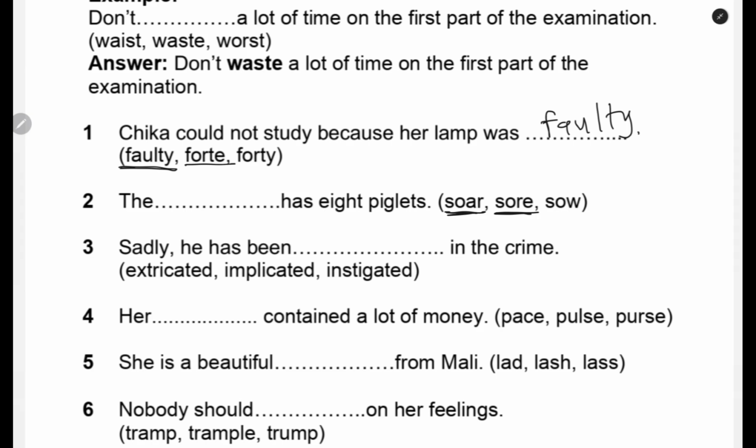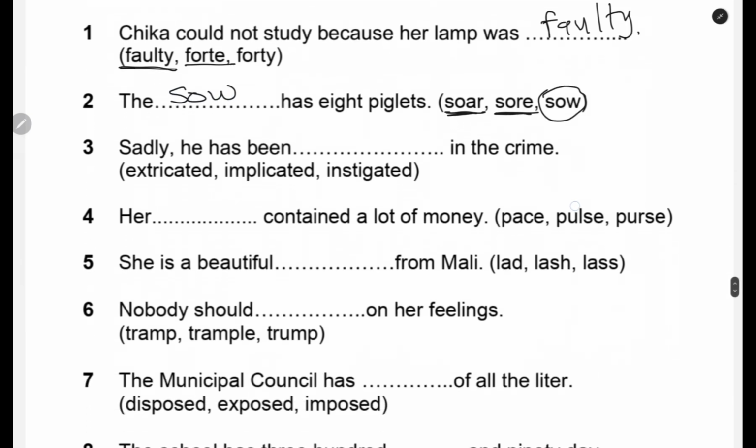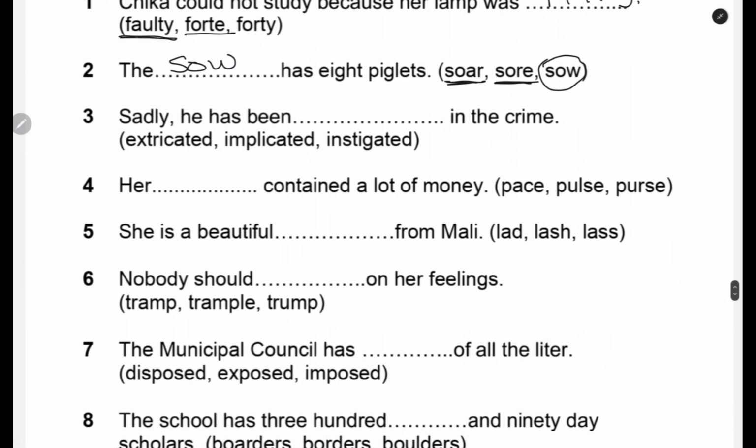The only one that will fit in this context is the third one. The third one simply means an adult female pig. Obviously, an adult female pig is the one which can have piglets. So this is the only word that is going to fit in the context used. So the correct answer is sow, S-O-W. So we move on to question number 3.